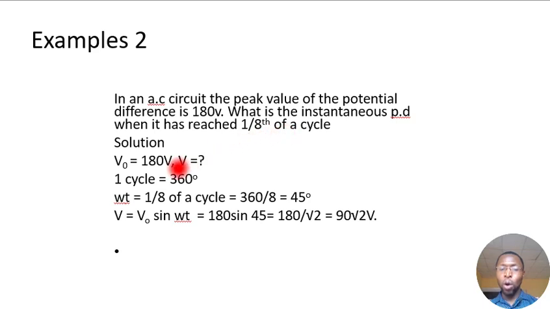Okay, so we know that one circle is 360 degrees. So 1/8 of a circle will definitely be 360 over 8, which is 45 degrees. And this degree is the product of W and T, or the angle itself.